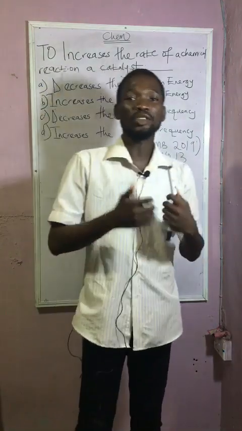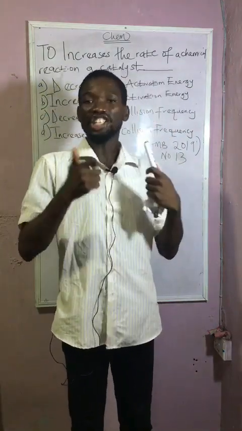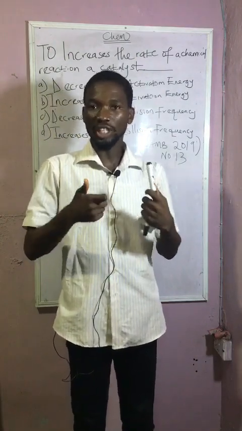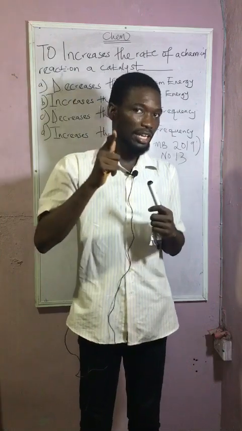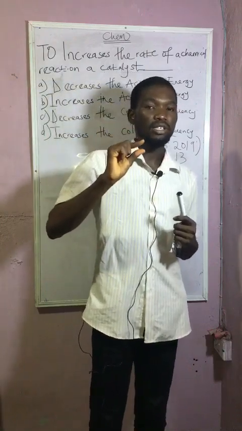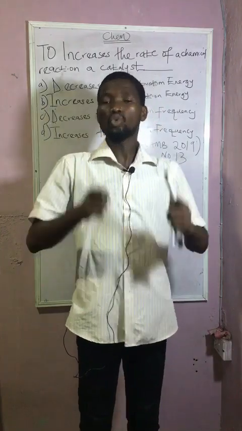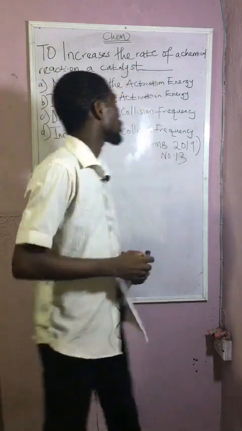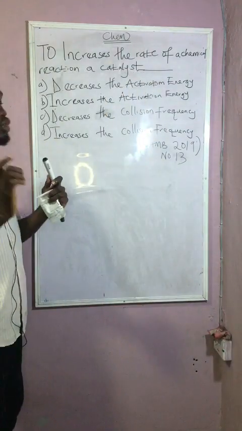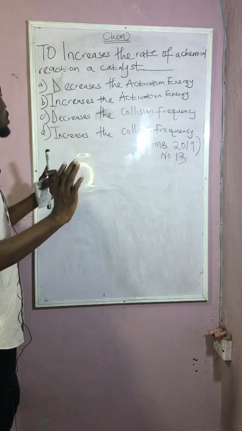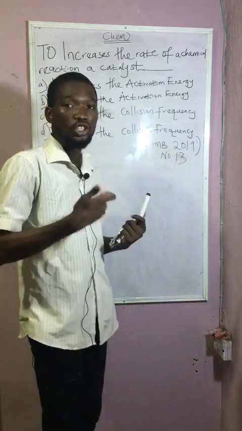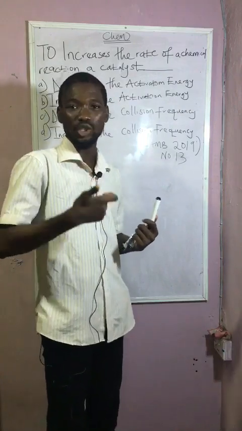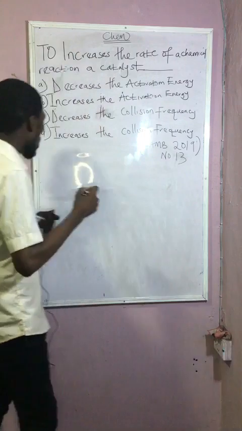A catalyst is a substance that changes the rate of a chemical reaction without a change in its own chemical composition. Again, a catalyst is a substance that changes the rate of a chemical reaction without a change in its own chemical composition. Look at what you have on the board. There's what you need to know before you can answer this question. It states that the process of altering, you know that word altering, changing the rate of a chemical reaction by the addition of external substances is called catalysis.